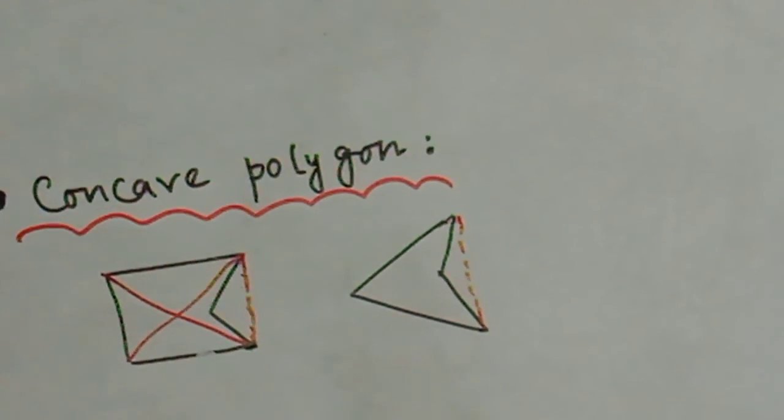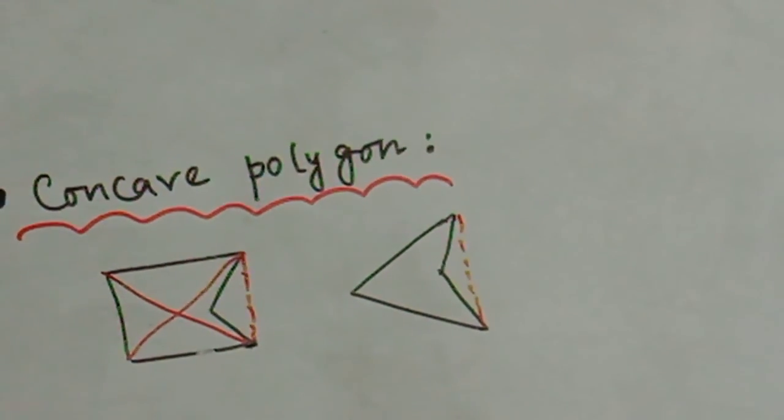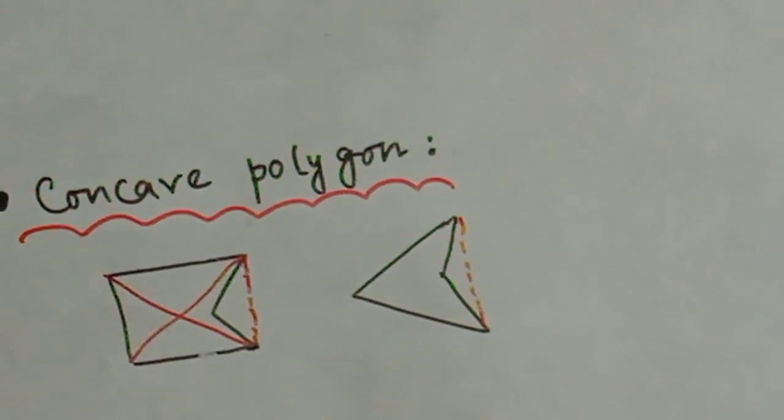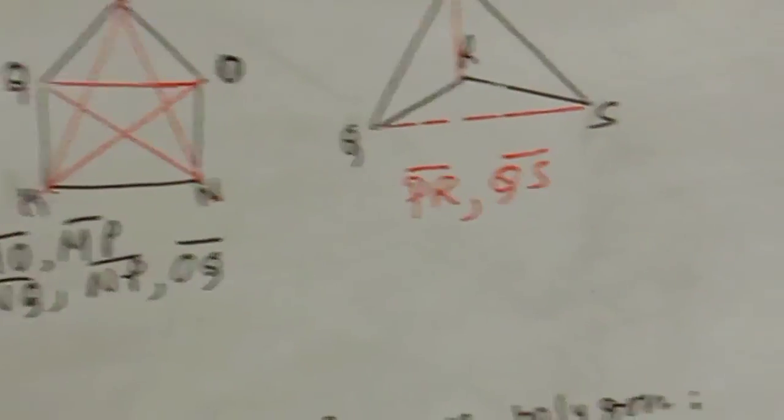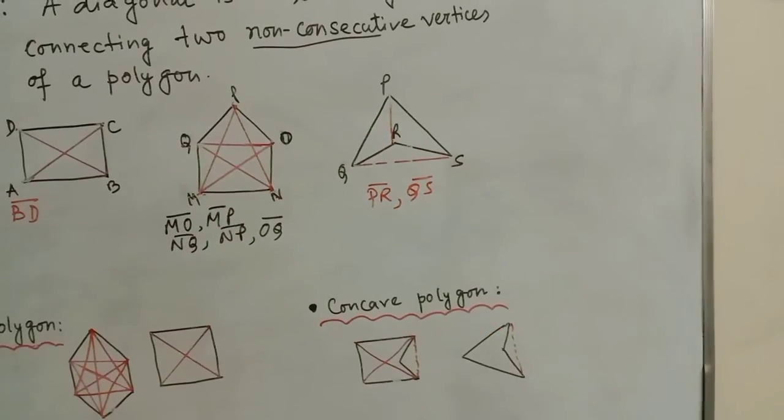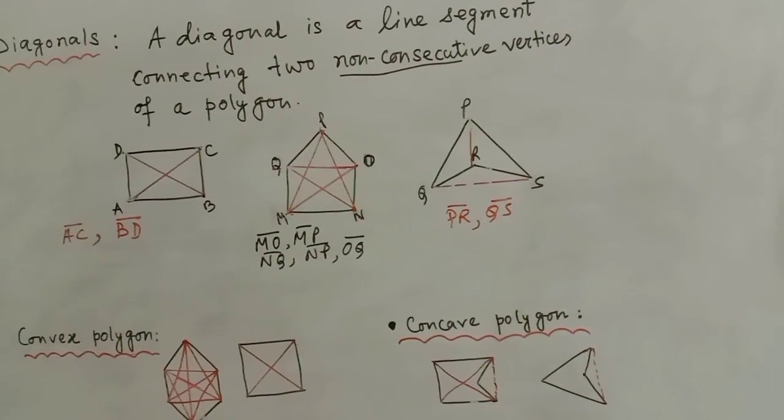Okay, today up to here you have to read all these types of polygons, diagonals, concave and convex polygons. So many things we have discussed today. Please go through it. Thank you, students.